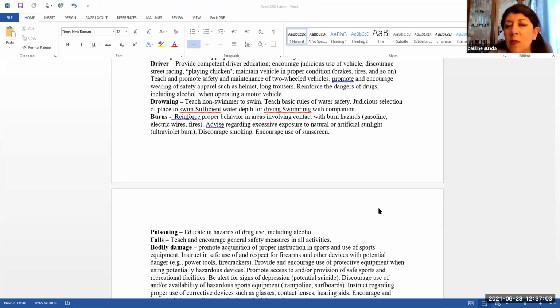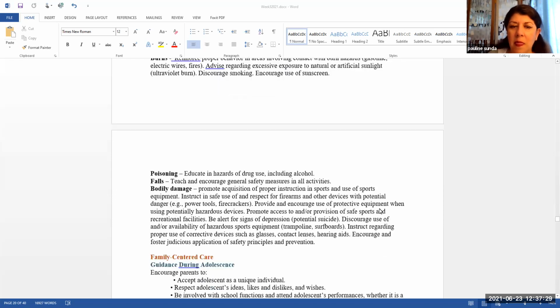In terms of burns, we already talked about the gasoline and electrical fires, so being very careful when they're around those kinds of areas. The extra thing that we need to worry about here are tanning beds. So we really want to discourage exposure to tanning beds because again, they can get a sunburn and these kinds of things can actually promote skin cancer. So definitely use sunscreen.